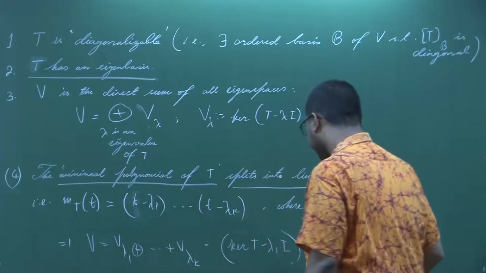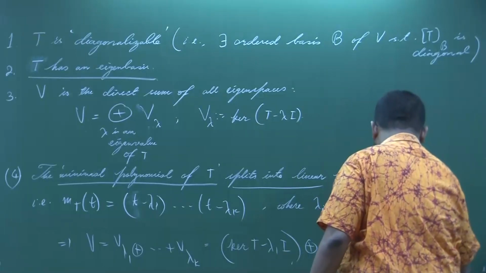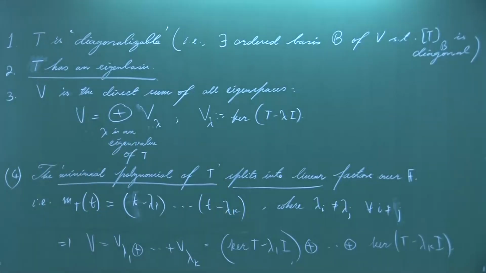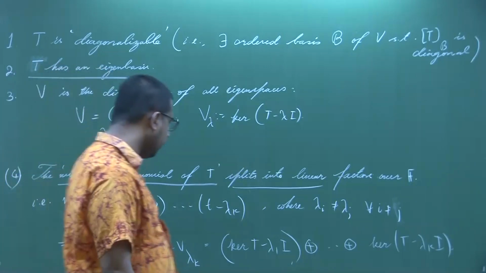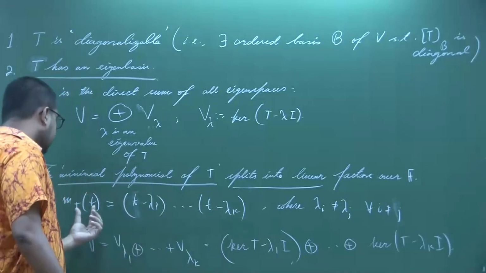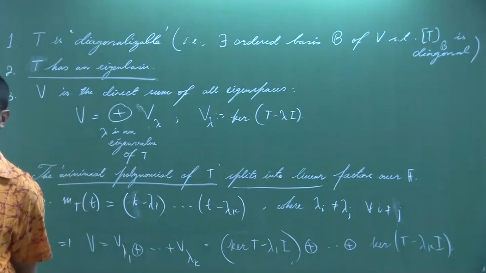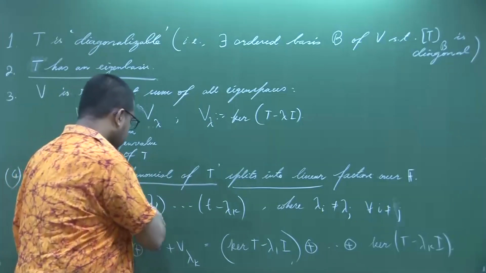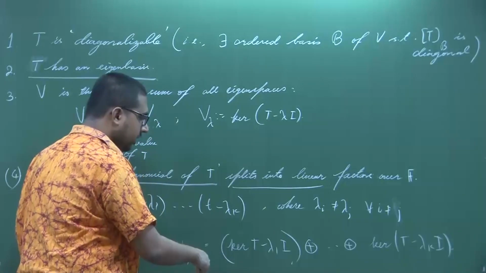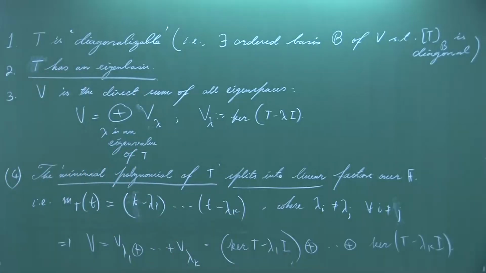Similarly, kernel of T minus lambda_k I. This is what we are going to see, and that is something interesting. So, we have this polynomial, which is a product of these factors, and any two such factors are co-prime to each other. And what you have is that V admits the following decomposition, that is the direct sum of the kernel of each of these factors. That is what we are seeing here, and we are supposed to prove here.